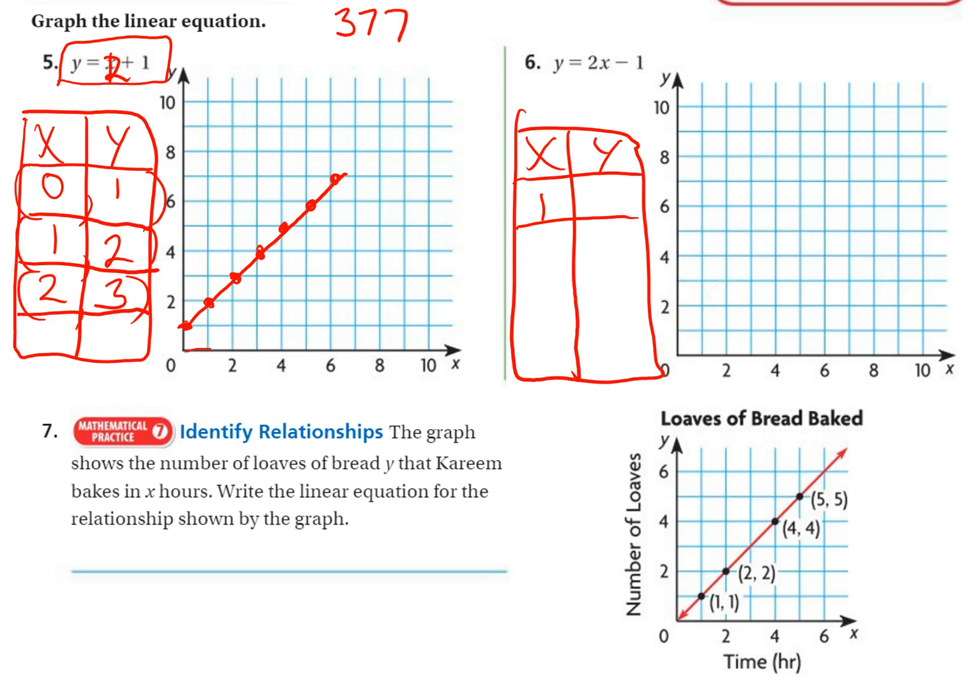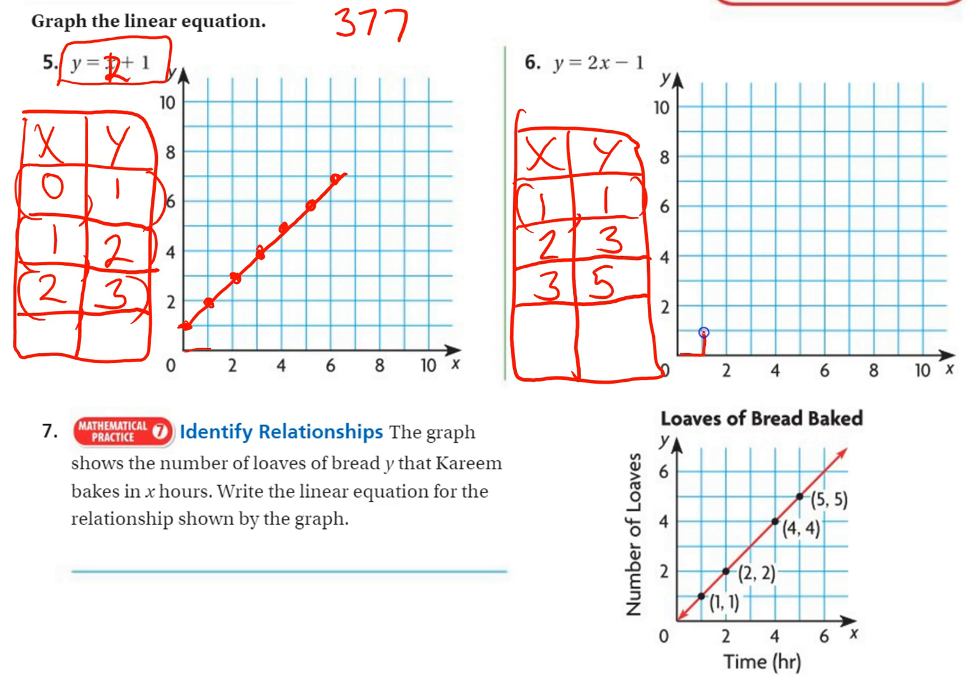Because the nice thing is, we get to pick whatever we want for x. So if I come across something that I don't understand how to do, pick something else. Okay, so I pick 1. 2 times 1 is 2, minus 1 is 1. So there's my first ordered pair, 1, 1. Then I'm going to go with 2. 2 times 2 is 4, minus 1 is 3. And I'm going to go with 3. 3 times 2 is 6, minus 1 is 5.